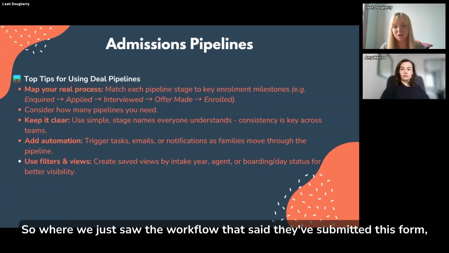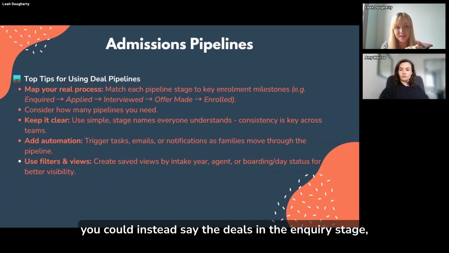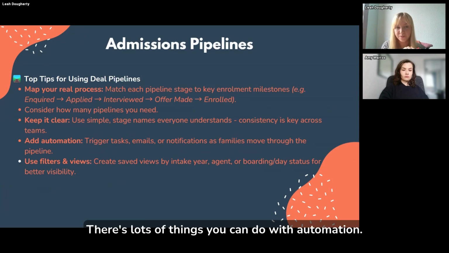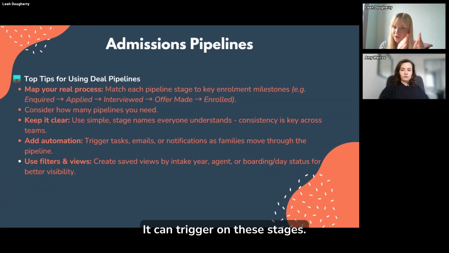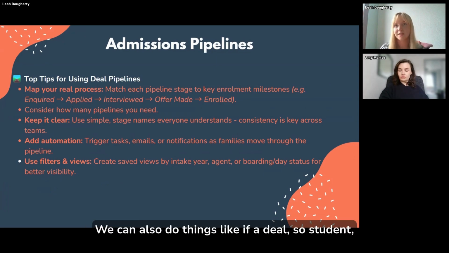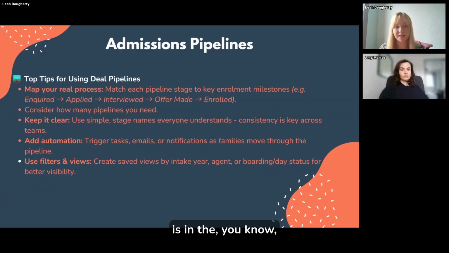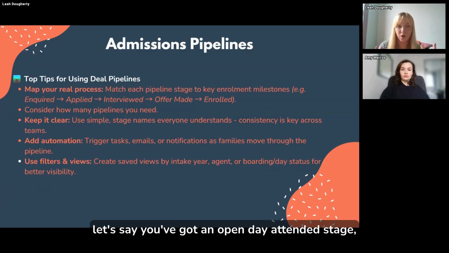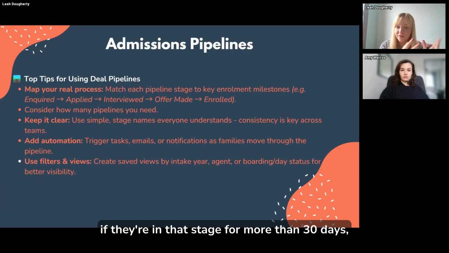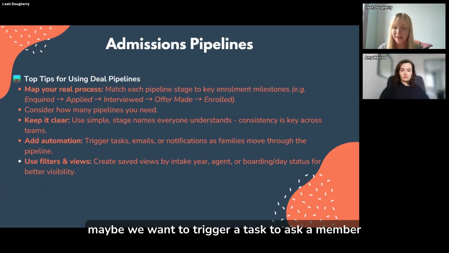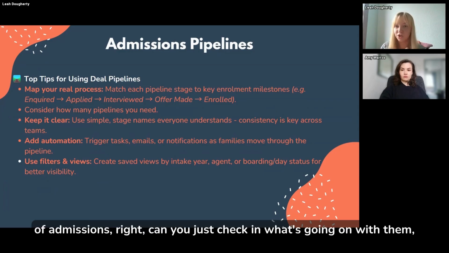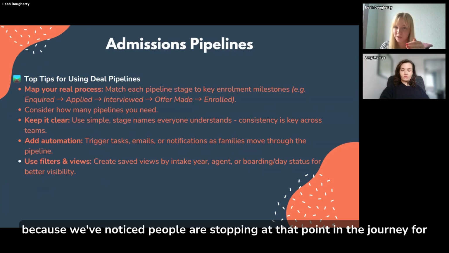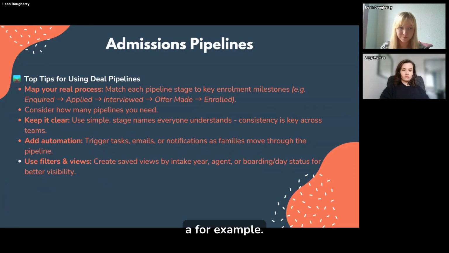You can add automation. So where we just saw the workflow that said they've submitted this form, send this email, you could instead say the deal's in the inquiry stage, send this email, for example. There's lots of things you can do with automation, and it can trigger on these stages. We can also do things like if a deal, so a student, is in, let's say, an open day attended stage, if they're in that stage for more than 30 days, maybe we want to trigger a task to ask a member of admissions, can you just check in what's going on with them? Because we've noticed people are stopping at that point in the journey, for example.